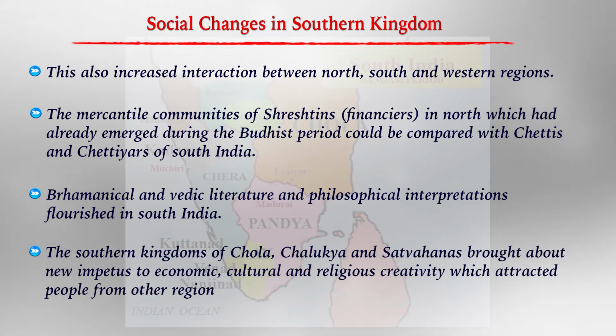The southern kingdoms of Chola, Chalukyas and Satavahanas brought about new impetus to economic, cultural and religious creativity which attracted people from other regions. Buddhism also traveled to Far East, to Java, Sumatra, Thailand, China, etc. This led to increased interaction with regions in India, and also it led to a lot of social changes.